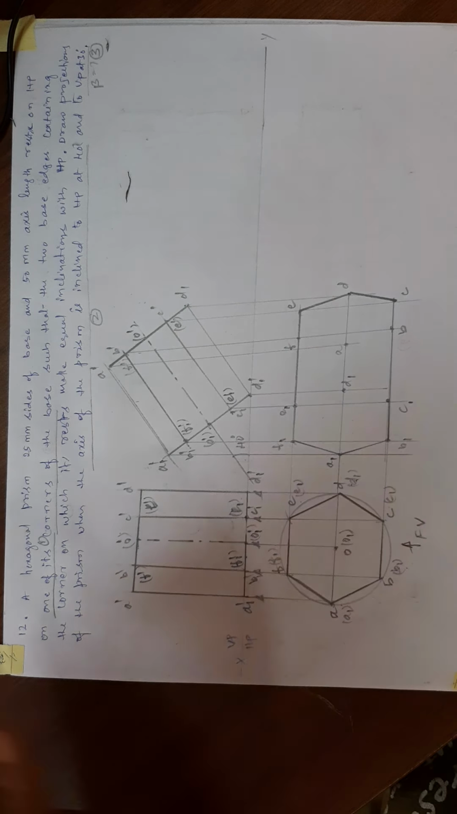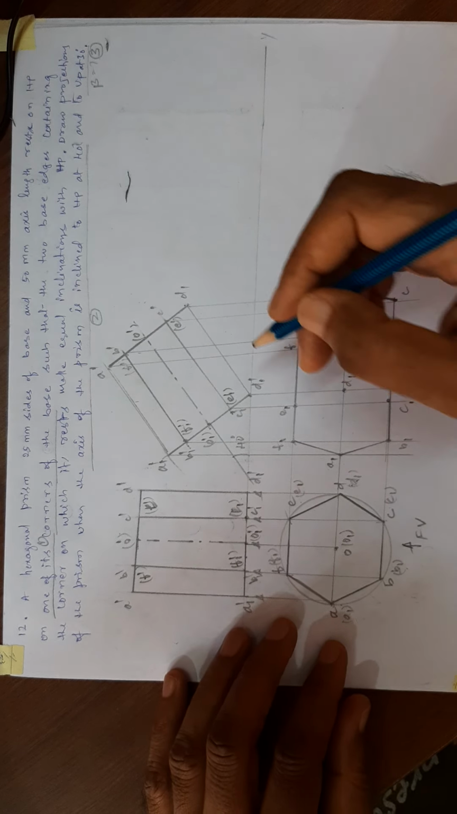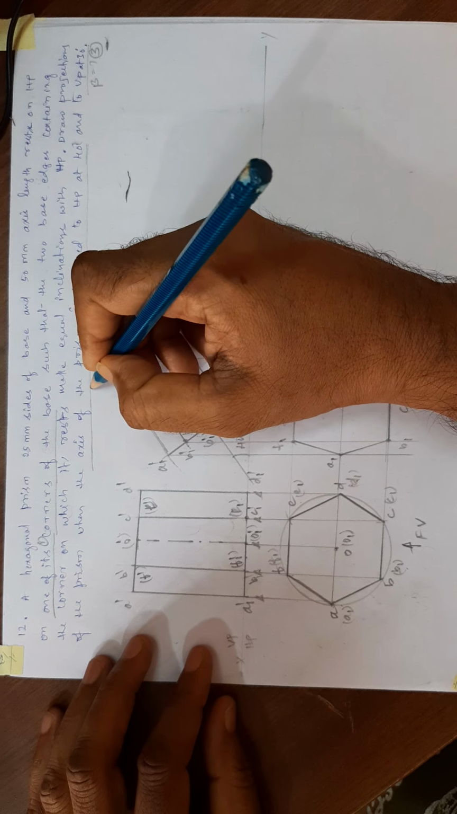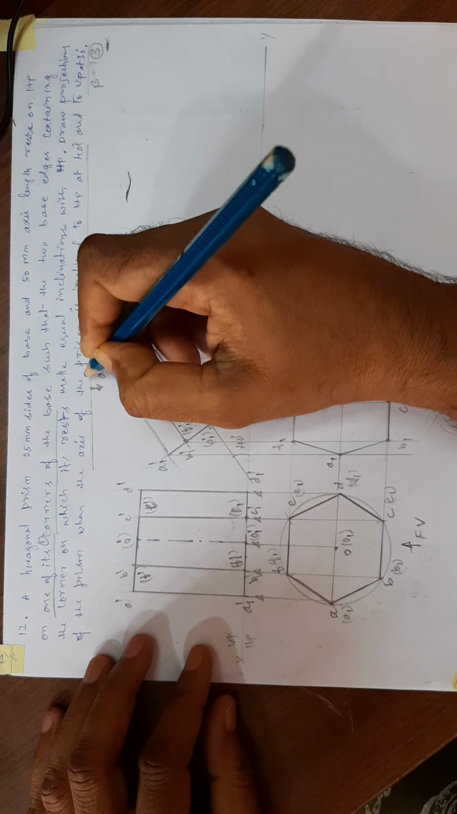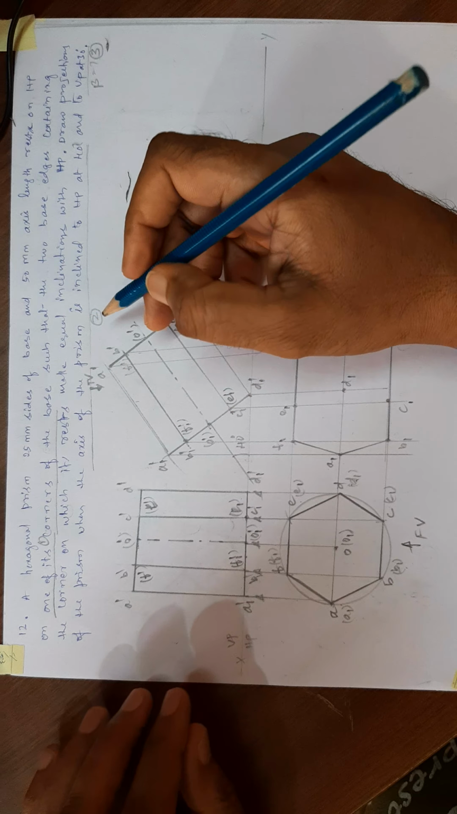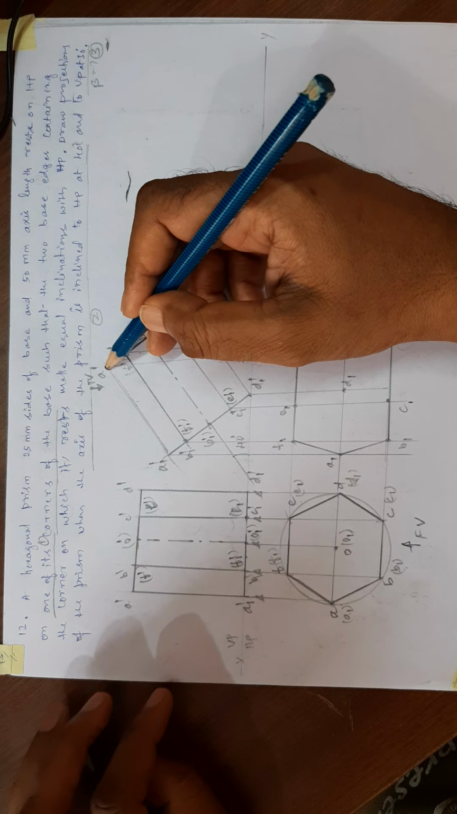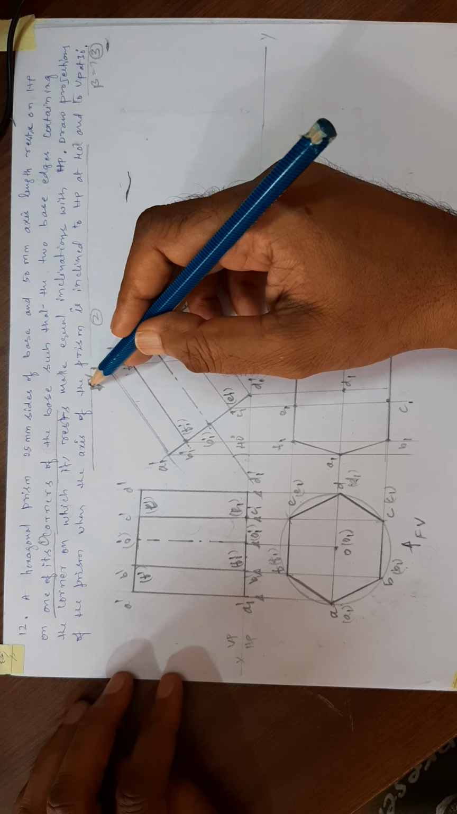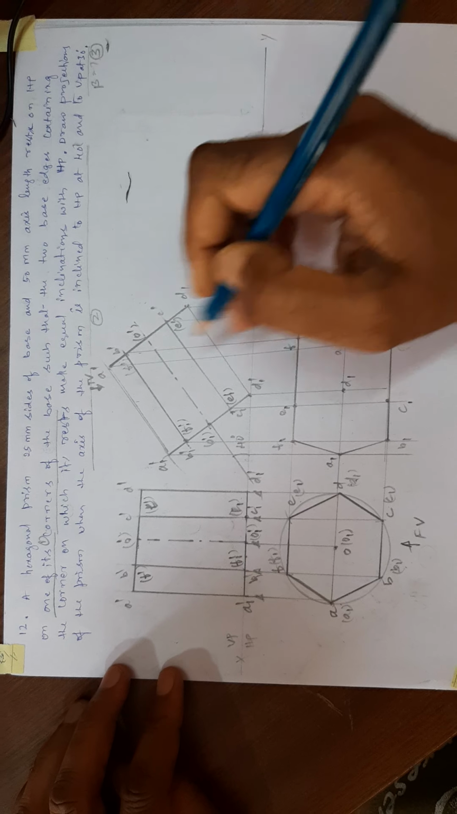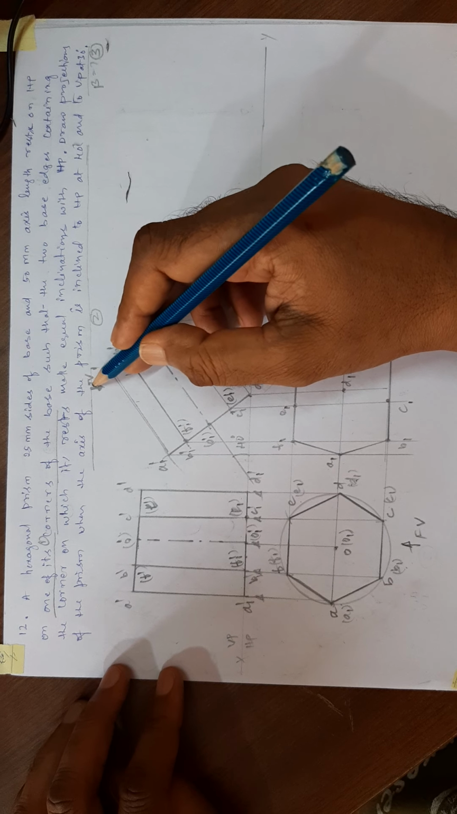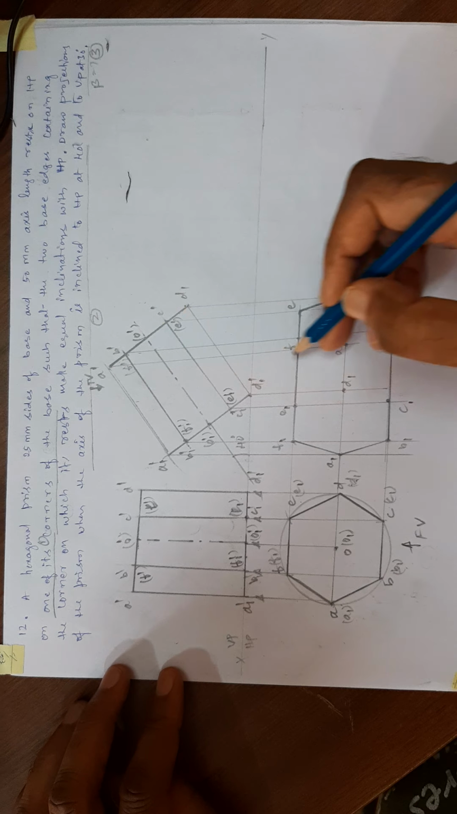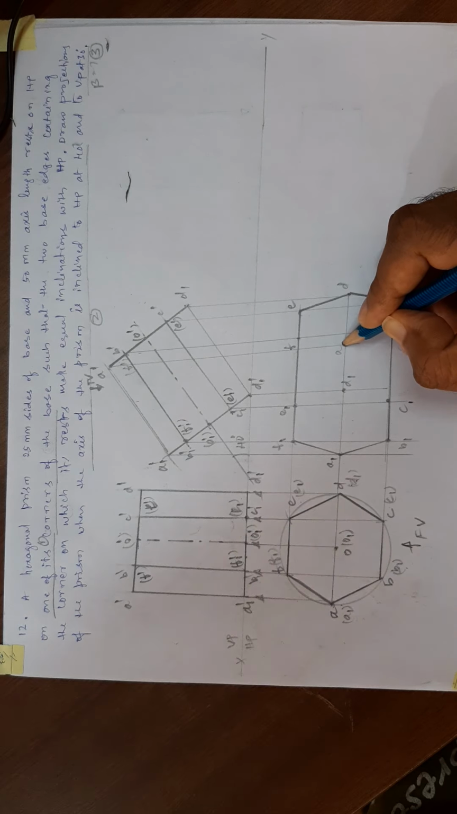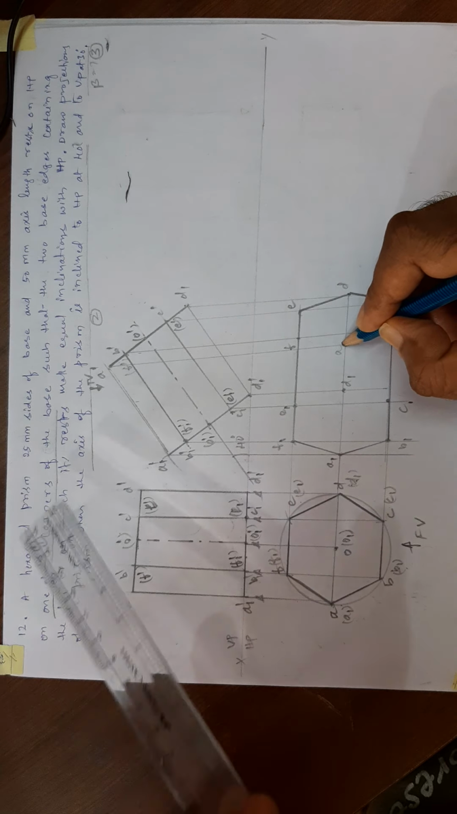Outline edges done. Then you have to find out visible edges and invisible edges in the top view. Now, this is the top view where the observer is standing. We know that any edge or any corner near to the observer is visible in the top view. So A dash is the corner near to the observer, so it is visible in the top view. So all the edges passing through that corner are visible.